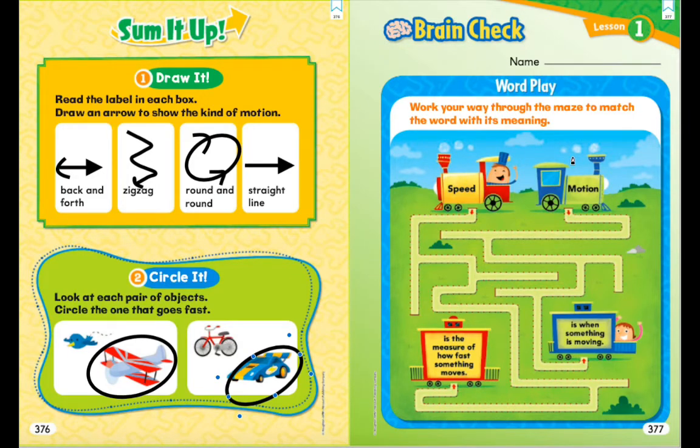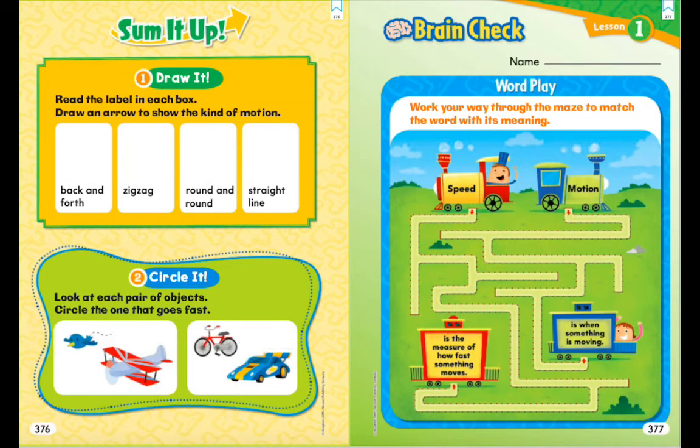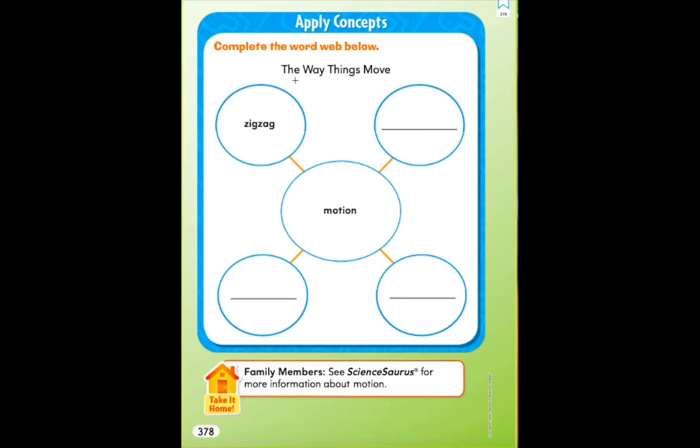You need to find the match for the word and its meaning. So speed is a measure of how fast something moves. You need to join speed with this compartment and motion with this compartment. Motion means when something is moving. It's easy. The word web below: the way things move. As we have learned before, the four ways how things can move.